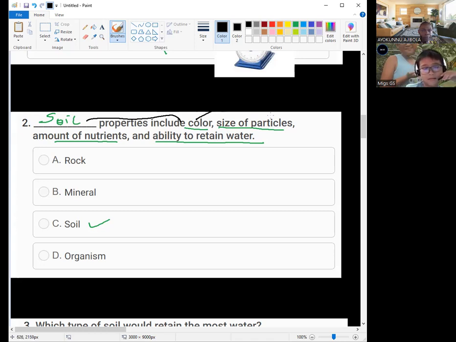Color of the soil, then the size of soil particles, then the amount of nutrients in the soil, and the ability of the soil to retain water. Can you name all the properties again? Color, size of particles, amount of nutrients, ability to retain water. Yes, these are properties of soil.